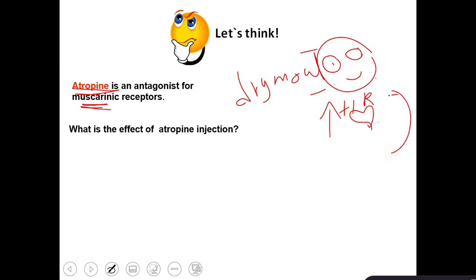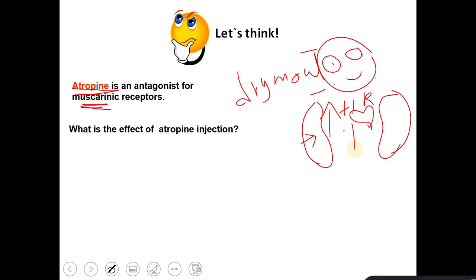How about in the lungs, at the level of the bronchioles? Muscarinic receptors stimulated in the bronchioles leads to bronchoconstriction. And here, if you are blocking them, the result would be bronchodilation.